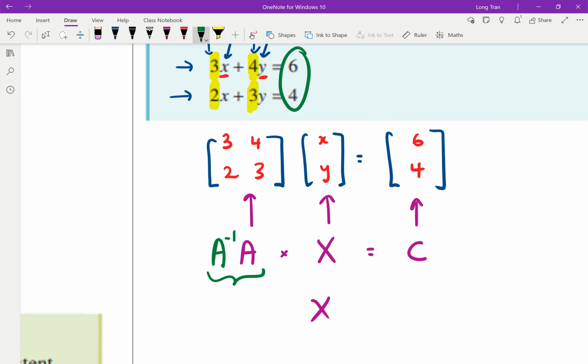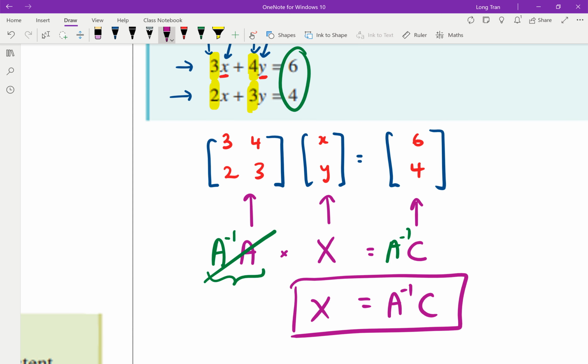But remember, balancing the equation, if you multiply A inverse on the left, then in your matrix, you will also have to multiply A inverse on the right. This is where this cancels out and you end up with X is equal to A inverse C. Now, if what I just explained is too confusing, you don't need to know that. That was just me explaining where the formula comes from.